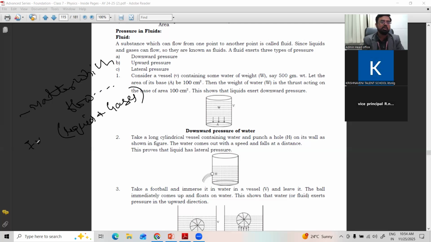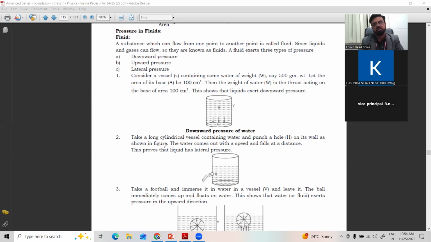Together they are called fluids, because we know in liquids or gases the molecules are apart from each other so that they can flow. Whenever you drop some water on the floor, it won't stay there like our duster or pencil. It flows. That's why they are called fluids. So not only solids, but liquids and gases also exert pressure. First we'll see about liquids. Gases will come in higher classes or in chemistry. A substance which can flow from one point to another is called a fluid. Since liquids and gases can flow, they are known as fluids.